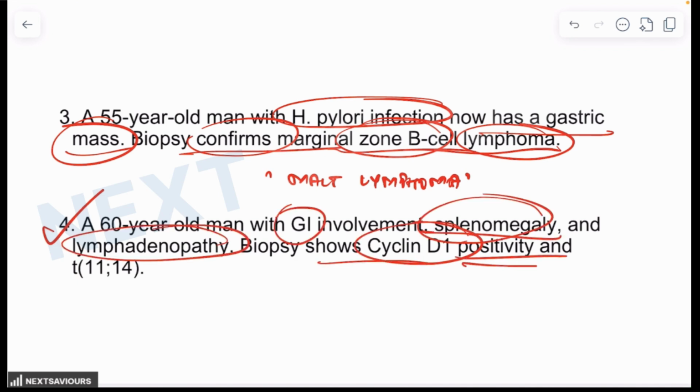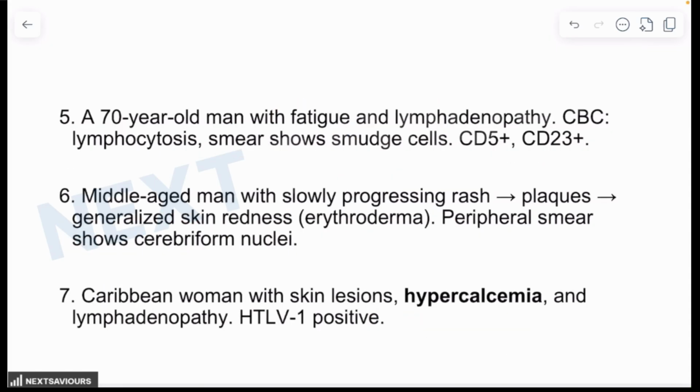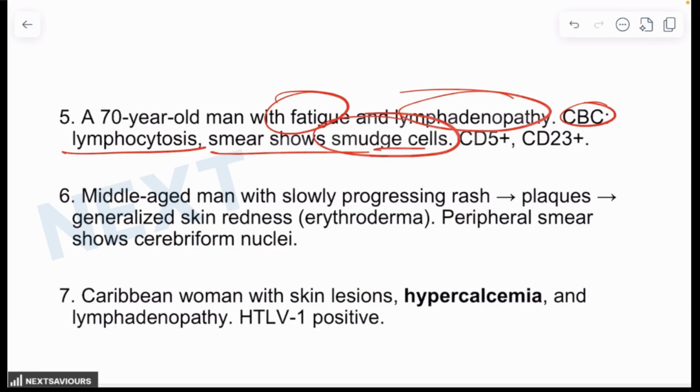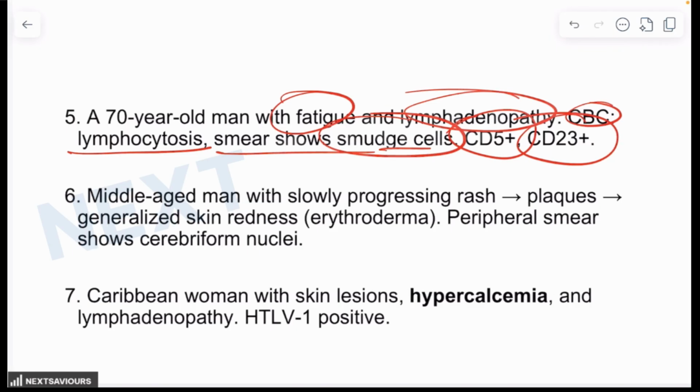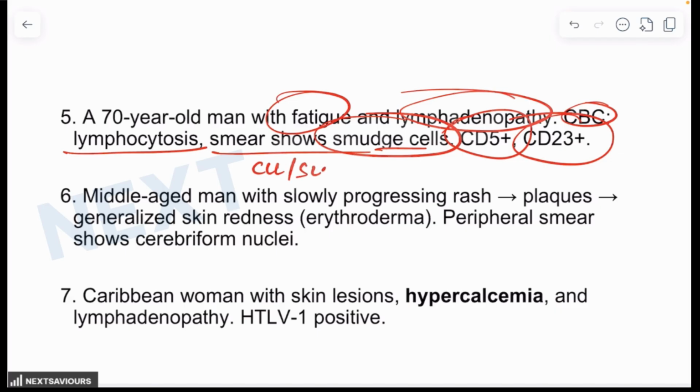Then coming on to the next question, a 60-year-old man with GI involvement, splenomegaly, and lymphadenopathy. Biopsy shows cyclin D1 positivity and a specific cytogenetic translocation of T11;14. The answer for that question, obviously, is the mantle cell lymphoma. So, not difficult. Look at another example. A 70-year-old man with fatigue and lymphadenopathy, CBC shows lymphocytosis, smear shows smudge cells. When you see the word smudge cells along with CD5 and CD23 expression on immunohistochemistry, then obviously the answer for this question is chronic lymphocytic leukemia or small lymphocytic lymphoma.